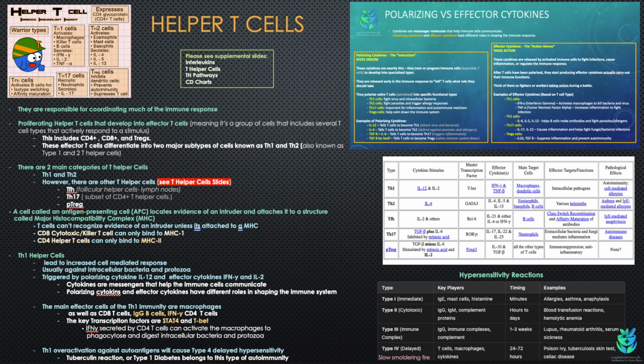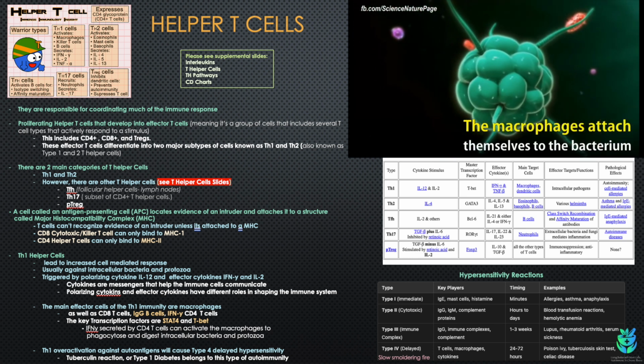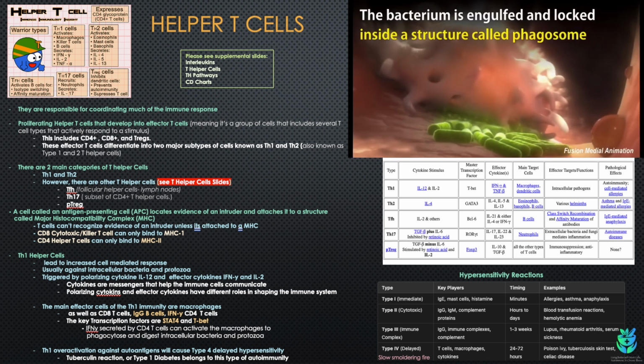The key transcription factors are STAT4 and TBET. Now, I don't expect you all to know this, but some of you out there who have gone through extensive testing may understand what this is. Interferon gamma, secreted by CD4 T cells, can activate the macrophages to phagocytose and digest intracellular bacteria and protozoa.